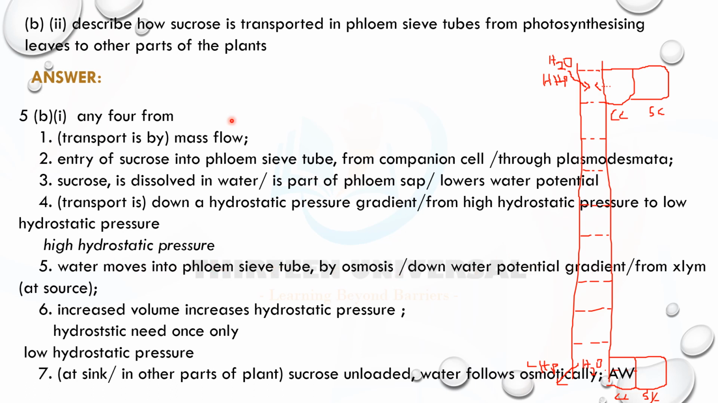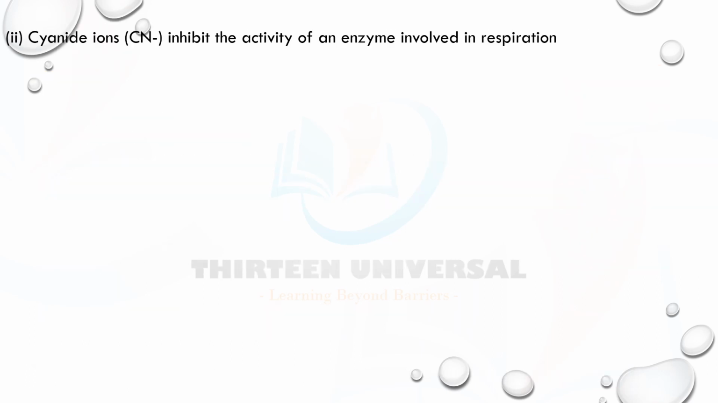You're answering as a script, so it must be in sequence. The mark scheme is giving us bullet points. Increased volume increases hydrostatic pressure. So when water moves in, it increases hydrostatic pressure. At the sink, sucrose is unloaded, water flows out, and that creates low hydrostatic pressure, and then it moves by mass flow. All right, we want to hear what you have to say. Send us your comment. Let's go to the next question.